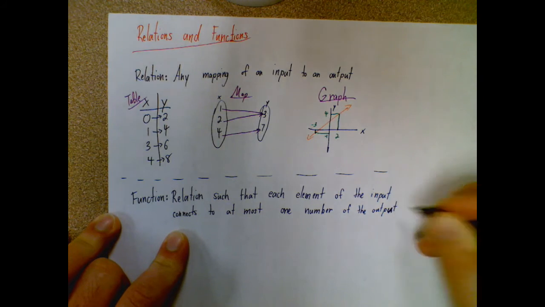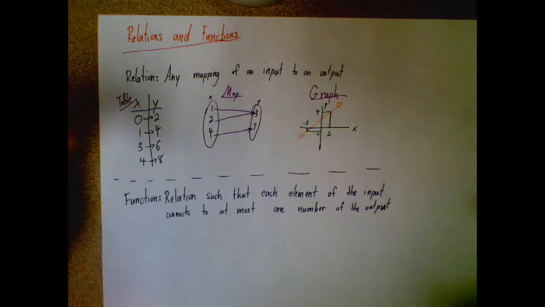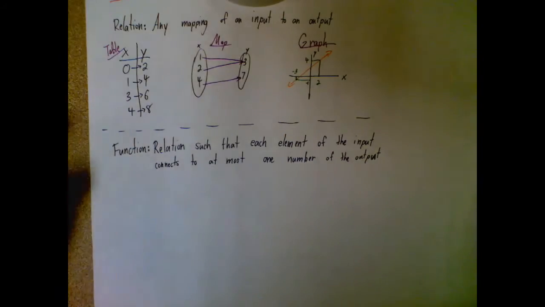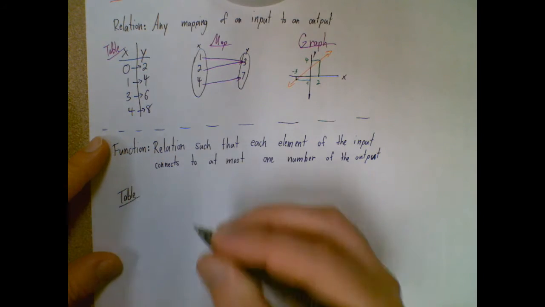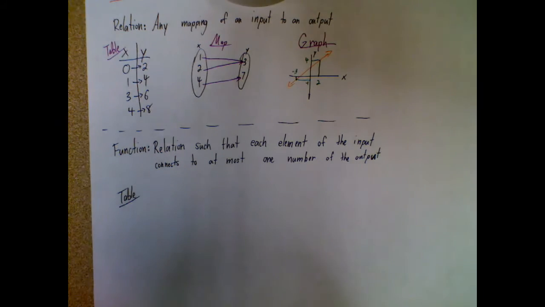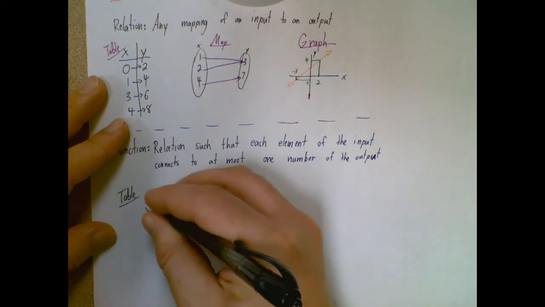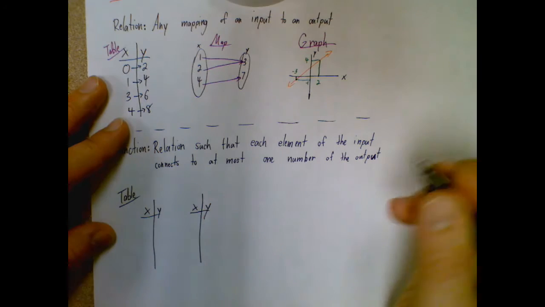Which sounds confusing, so I'm going to use these same 3 ideas here to show you what I mean by that. Okay? And we'll just go ahead and use them in order. So a table. I'm going to show you two tables, one that is a function and one that is not. Okay? We just have to figure out which one's which.